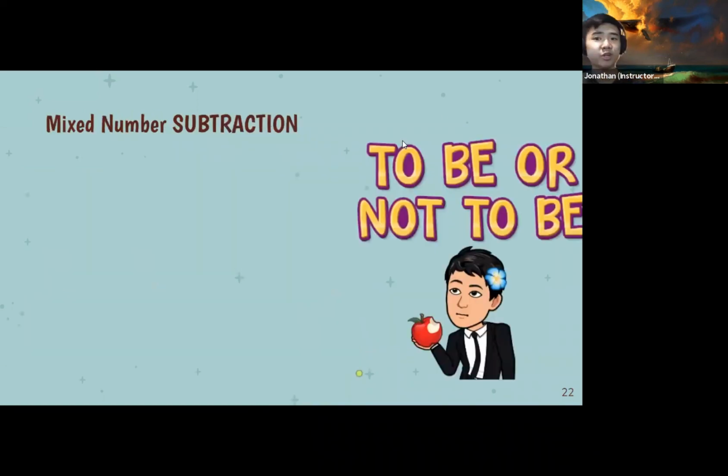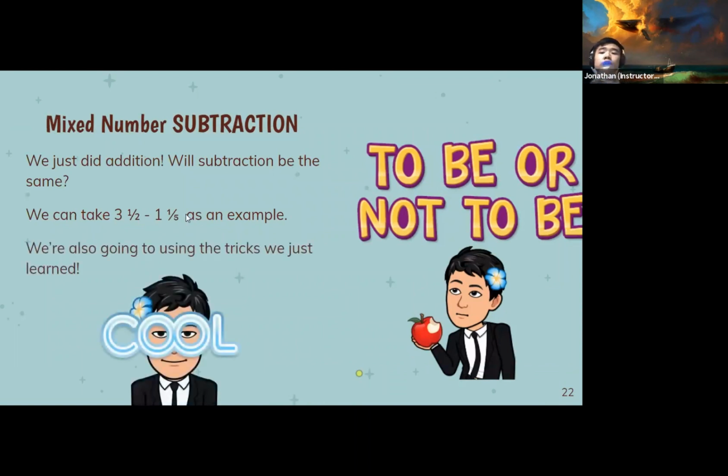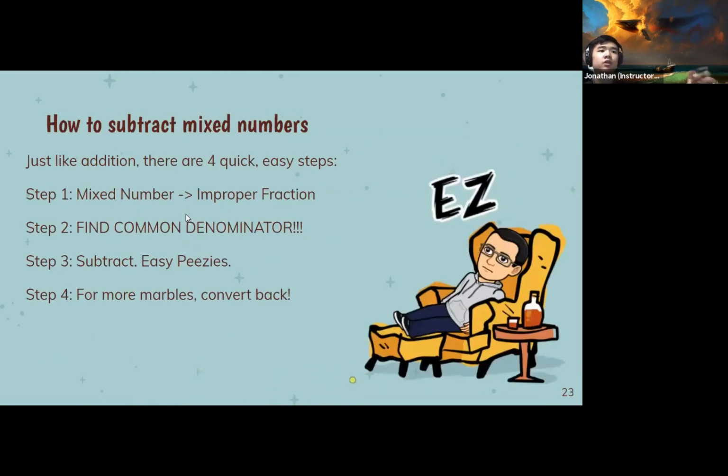So how about subtraction? It's going to basically have the same steps as addition. So if you remember what we just did for addition, you remember this. We can take 3 and 1/2 minus 1 and 1/5 as an example. So we're going to use the tricks that we just learned, right? First we convert the mixed number to an improper fraction, find the common denominator, subtract, and if you want some extra marbles and an extra cookie, convert it back to a mixed number.